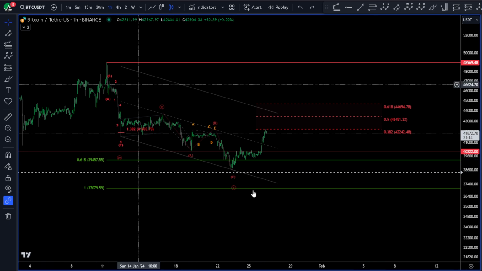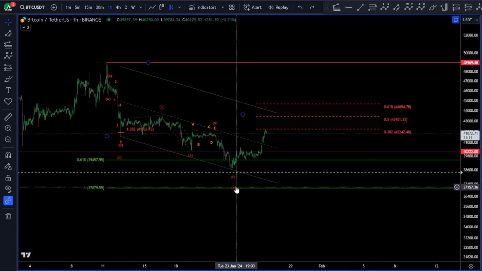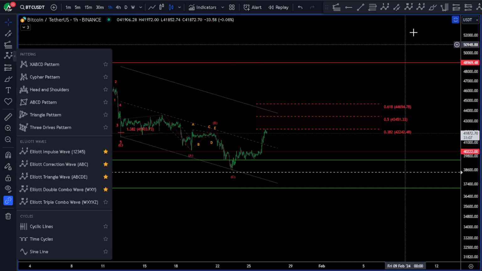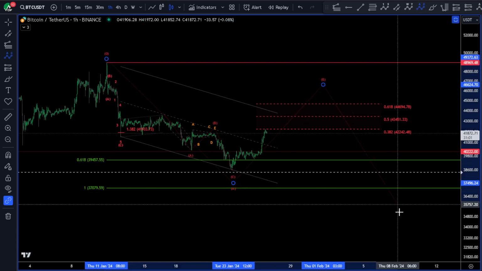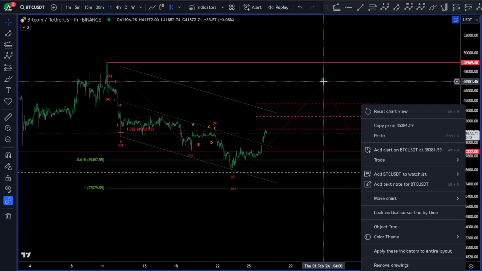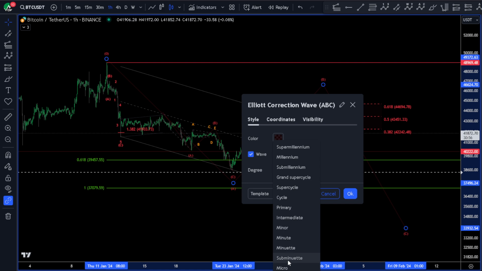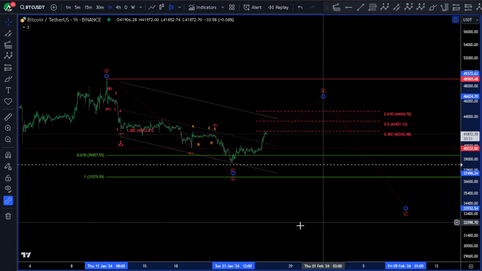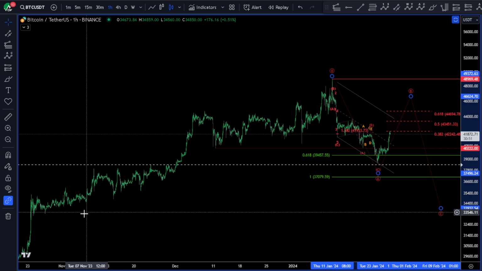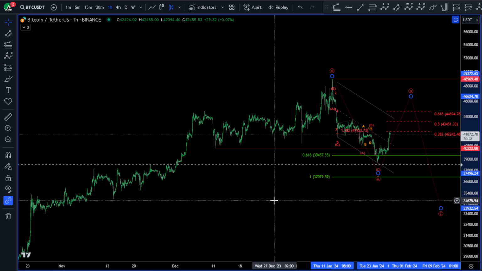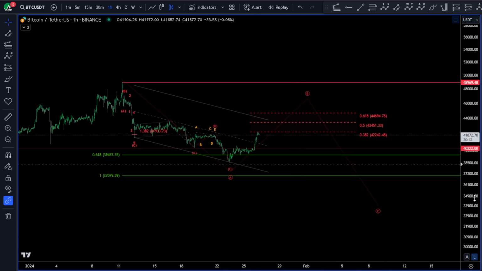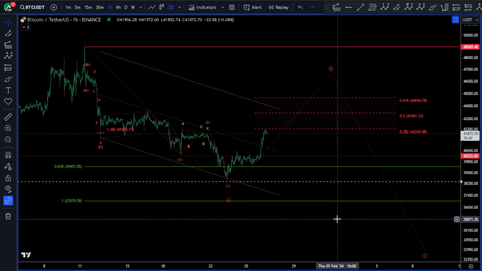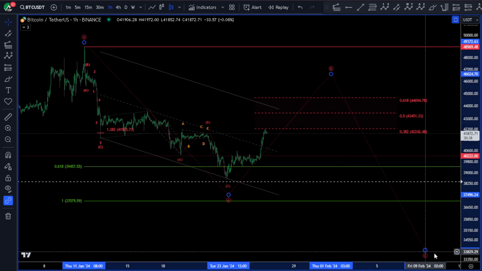So what this leaves us with is an A wave on the larger trend. So we have an A wave, B wave, looking for a C wave, which does make sense if you watch my previous videos. We're looking for further downside to at least this area between like 33 and 36 and potentially even lower in the future. So I would make the assumption we're working on a B wave currently.